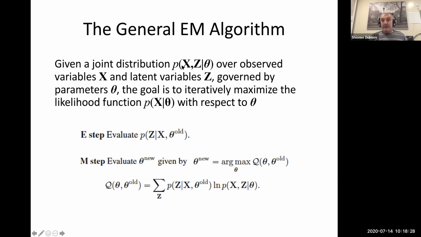And we have the data that we observe. So assuming that we have a joint distribution over observed variables and latent variable Z, governed by some parameters theta, the goal is to iteratively maximize the likelihood function with respect to theta, and this is the model we want to find. So the first step, right, we have some set of old parameters, and it allows us to now estimate the posterior of Z.